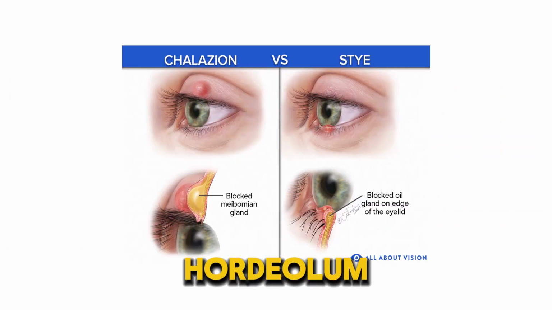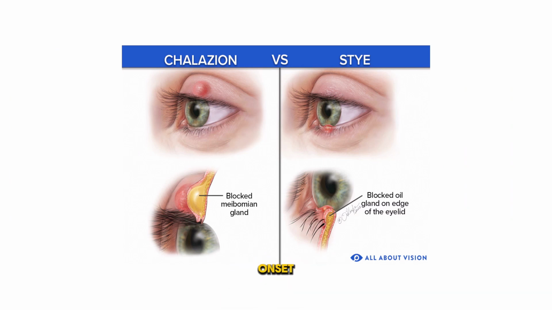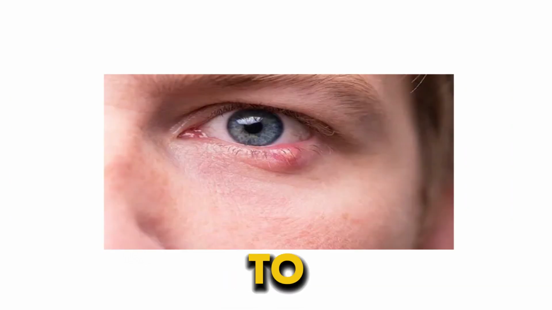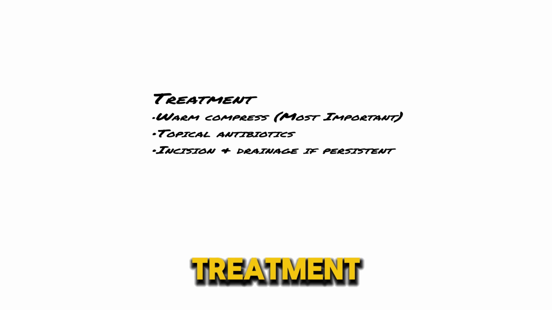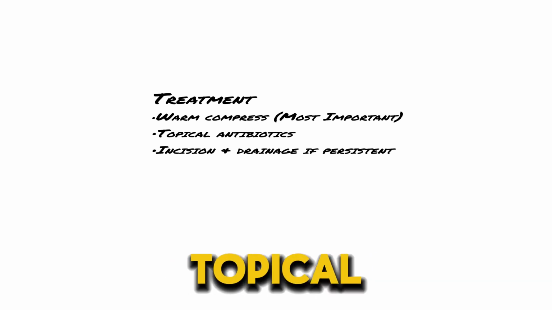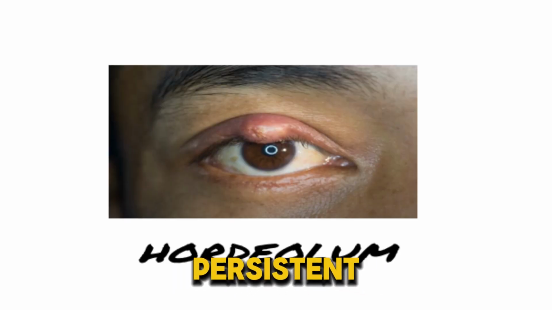Hordeolum consists of a painful red localized swelling on the eyelid with acute onset. Causes are due to staphylococcal infection, such as infection of the Moll gland or the Meibomian gland. Treatment consists of warm compress, topical antibiotics, and incision and drainage if persistent.